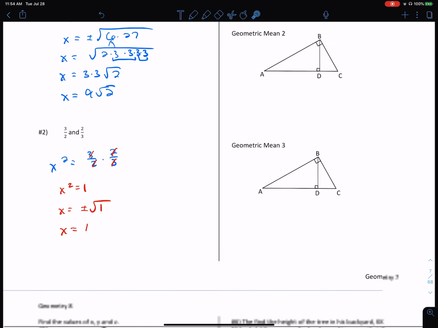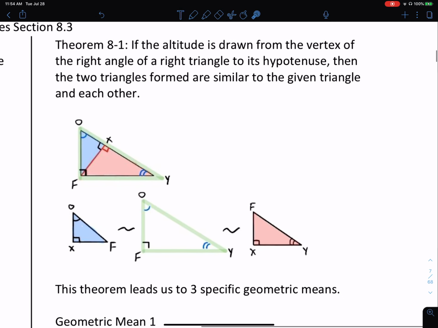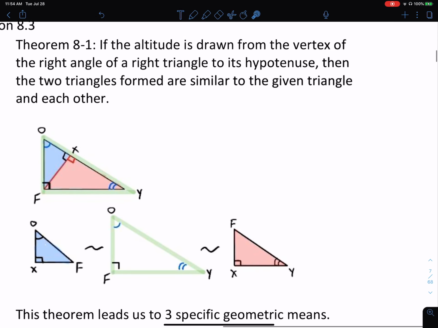Now, why are we talking about geometric mean? Because of this Theorem 8.1, which is a mouthful. All right, Theorem 8.1. I'm going to try to explain to you what happens in this theorem, but then we'll talk about, more importantly, how to use it. If the altitude is drawn from the vertex of a right angle of a right triangle to its hypotenuse, let's just stop right there. Let's try to absorb this.